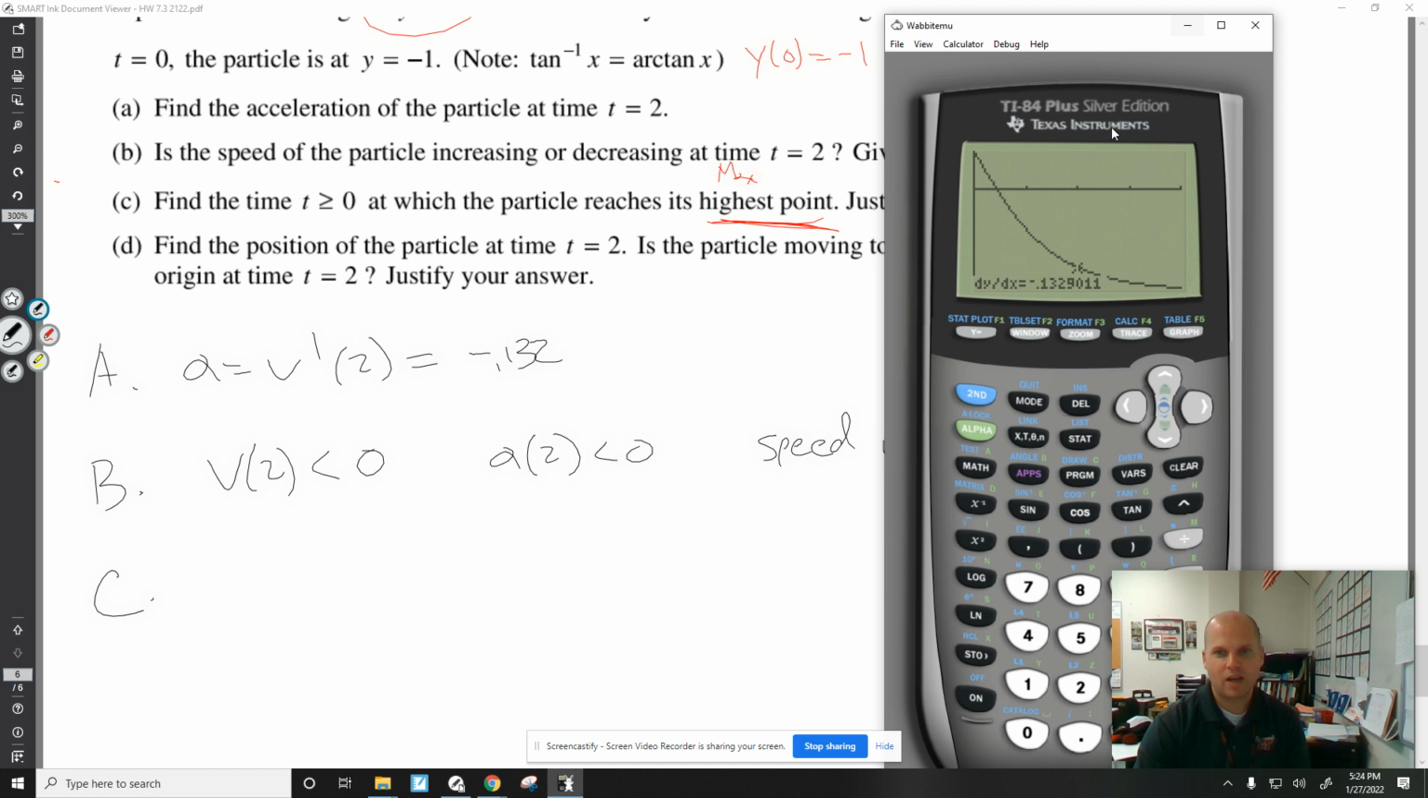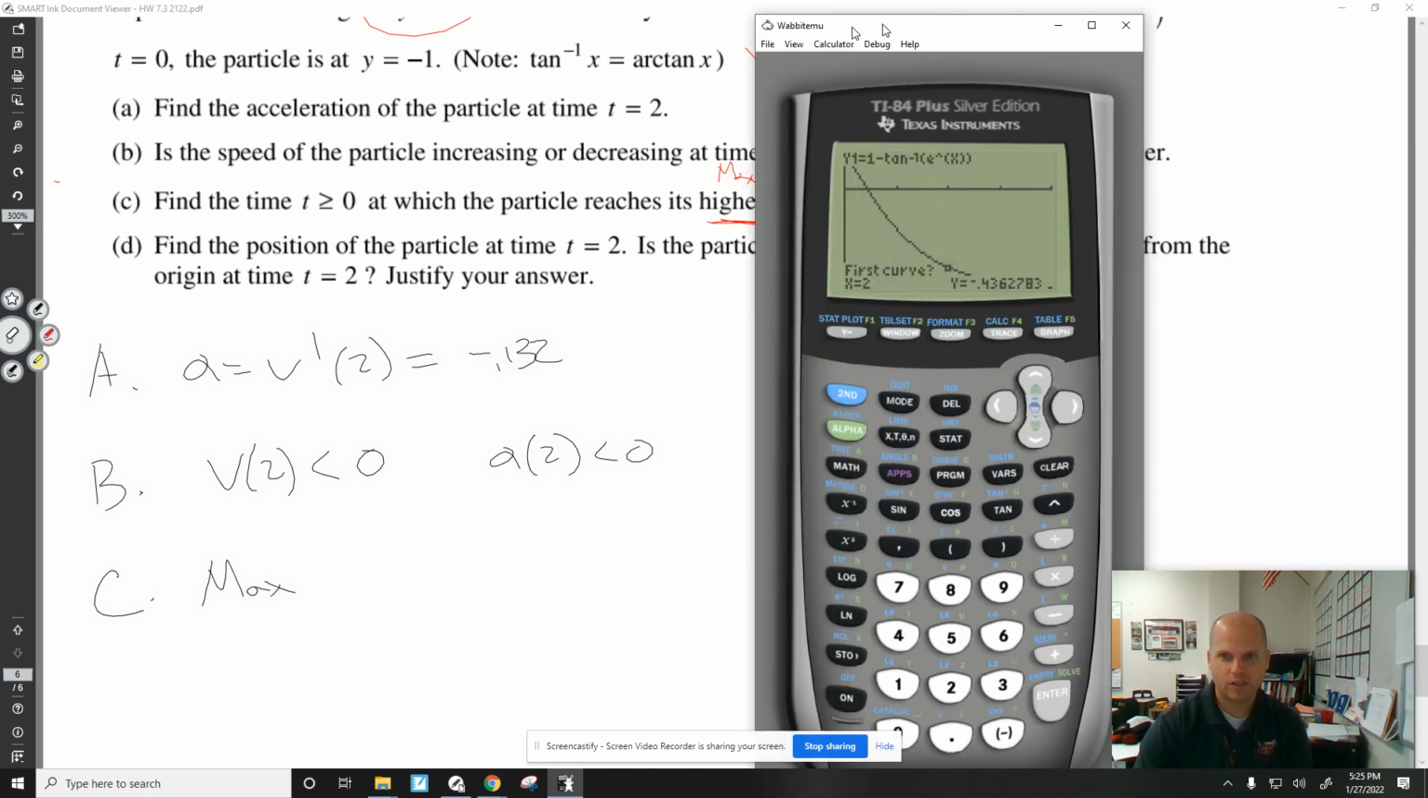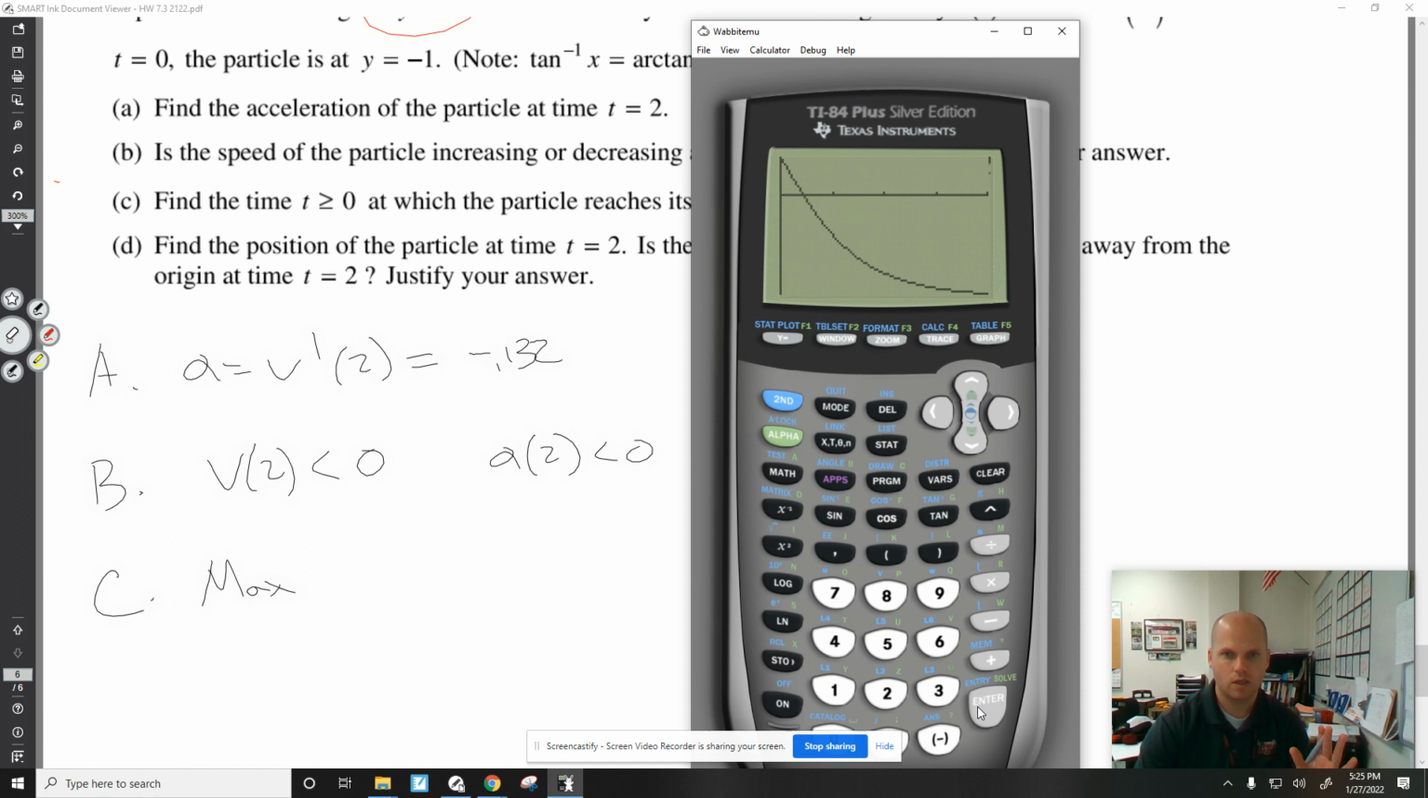When does the particle reach its highest point? That's it. That's the max. To justify this answer, though, it's like they're so tricky. The max is going to be when v equals 0. No, let's just go straight to it. Let's find this value, and I'm going to do the easiest justification in the world. The max is at t equals 4.443.